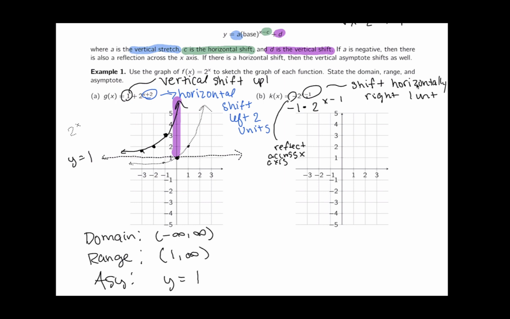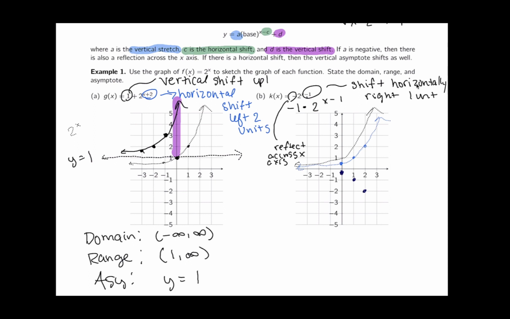So again, I'm going to sketch in my base function here. I'm going to move this to the right 1, and then I'm also going to reflect it across the x-axis. I might do this in a couple of steps. If I move it right 1, and then if I reflect this across the x-axis, everything is going to move from the top down to the bottom. So think about a kind of a pancake flipper. All of my values up here are now going to end up down here. So I might have this point and this point and this point.